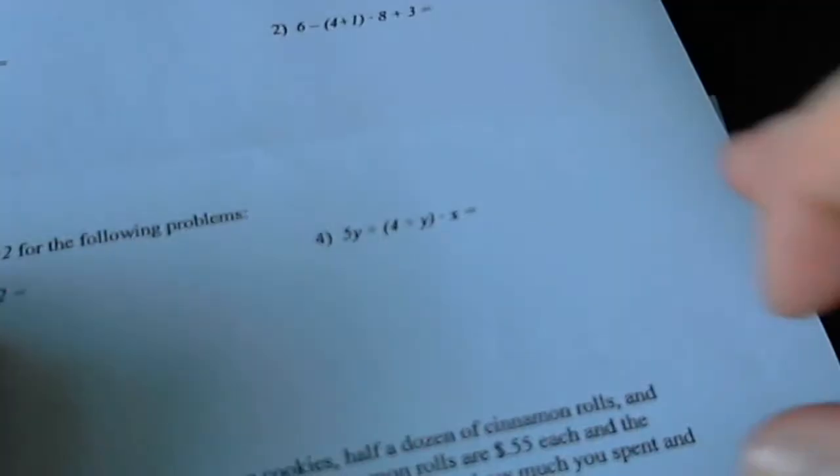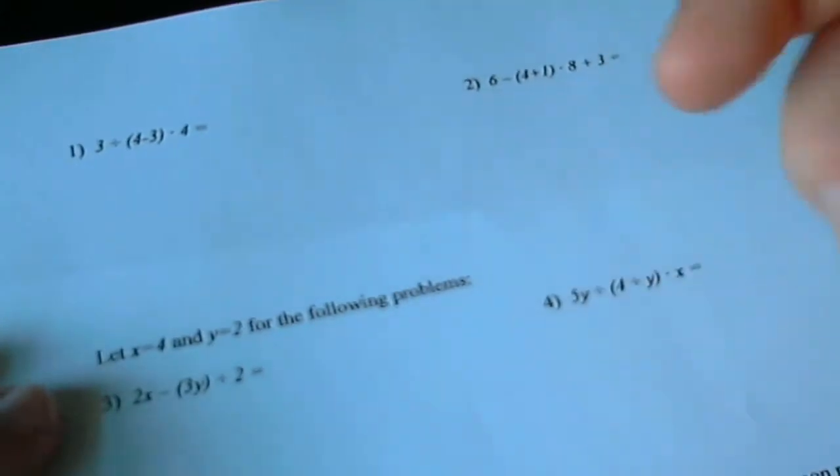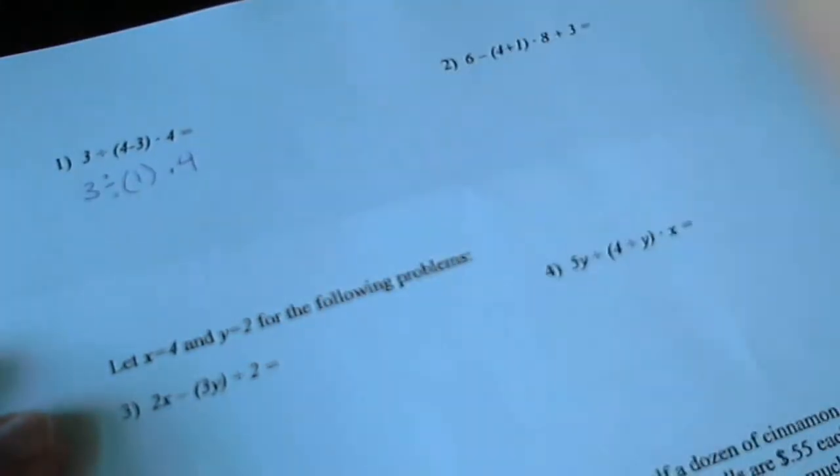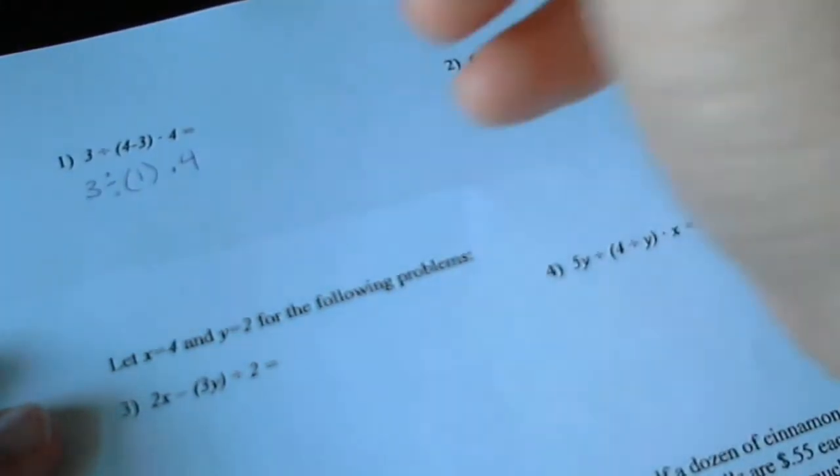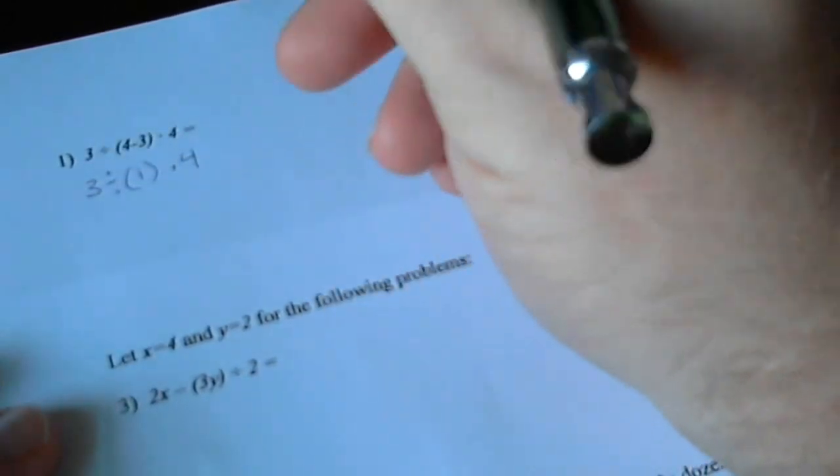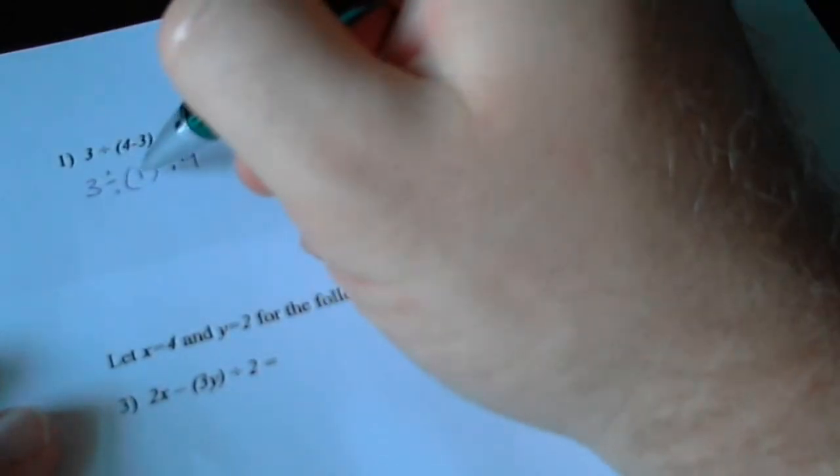Here we're going to do some more practice with order of operations. We have 3 divided by 4 minus 3 times 4. Remember, parentheses first. So 3 divided by 4 minus 3, which is 1, times 4. Now we multiply or divide left to right. 3 divided by 1 is 3. 3 times 4 is 12.